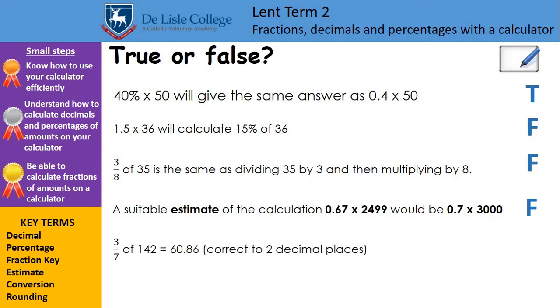3/7 of 142 equals 60.86, correct to 2 decimal places. Is that true or false? You can use your calculator, obviously. Well done, that's true.